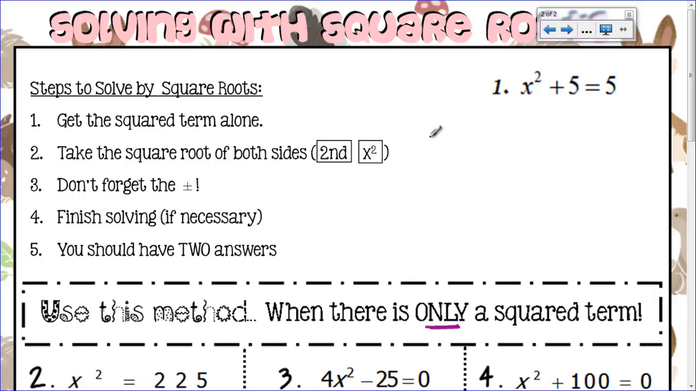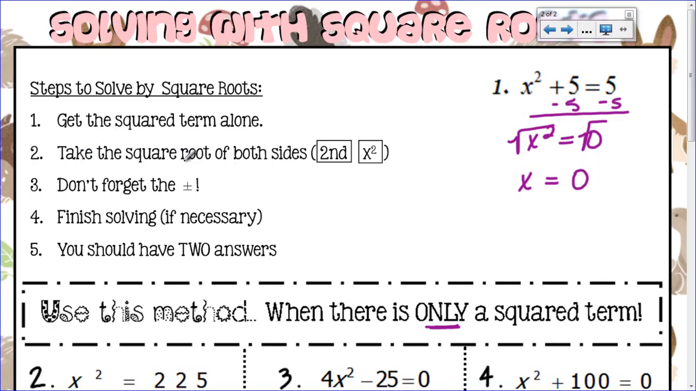So to solve by square roots, step number one, we want to get the squared term alone. So number one over here, we have x squared plus 5 equals 5. I want to get this x squared by itself, so I'm going to subtract 5 from both sides. And so I'm going to end up with x squared is equal to 0. Then it says to take the square root of both sides. So I'm going to take the square root of both sides, and if you have your calculator, you just hit second and then x squared. And so when you do that, you're going to get that x, because the square root of x squared is x, and the square root of 0 is just 0. And so x equals 0.